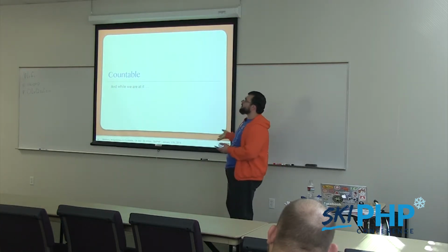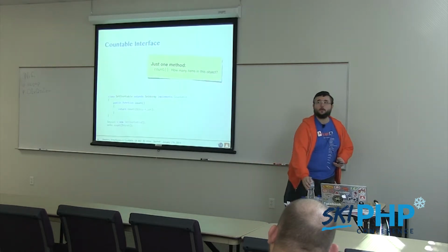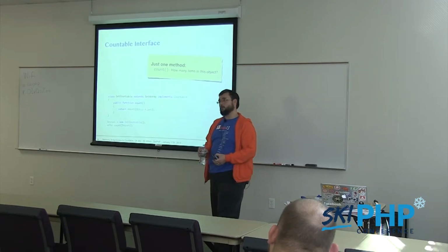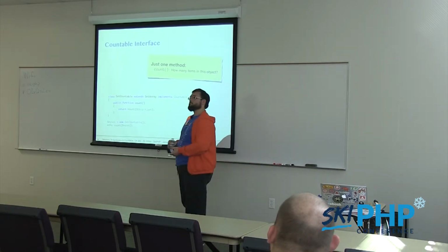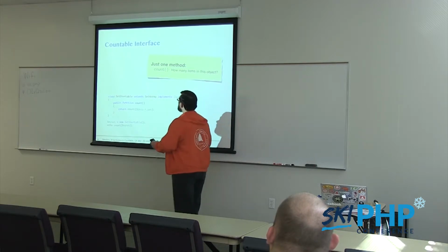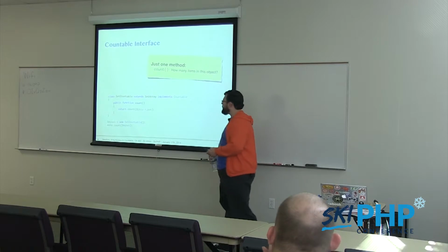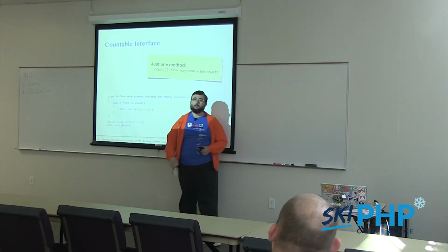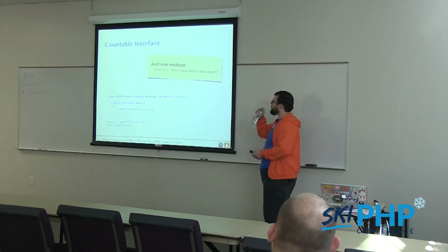So while we're at it, let's implement this final one, which is countable. Countable is the simplest of them all. There is only one method. It's called count. And all count has to do is count. So we're going to have set countable, extend set array, implements countable. And again, because our set internally here, our underscore set is an array, we're just going to call count on it, because PHP will take care of that for us.